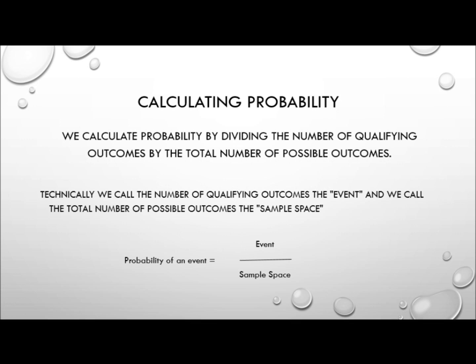So we calculate the probability by dividing the number of qualifying outcomes by the total number of possible outcomes. Now, technically, what we call the number of qualifying outcomes is the event, and we call the total number of possible outcomes the sample space. So the probability of an event is equal to the event divided by the sample space.